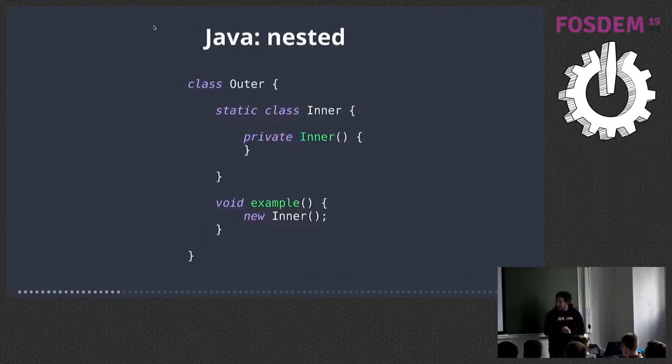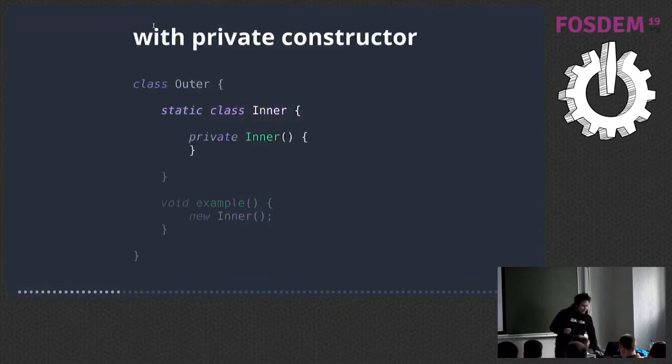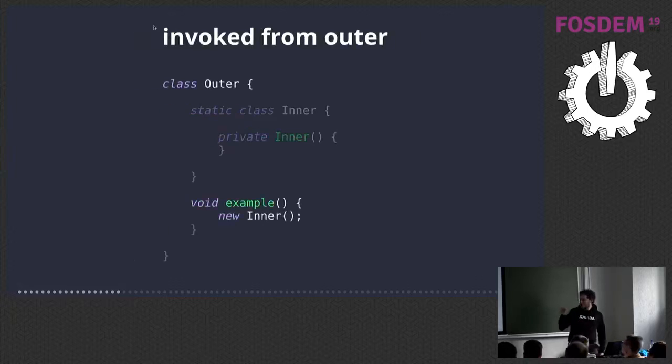So, a little bit more complex example: nested classes. What do we have here? We have an inner class, nested into the outer. The inner class has a private constructor, and we call this private constructor from the outer class. First question to you: will this compile? Of course it will, there is no problem.